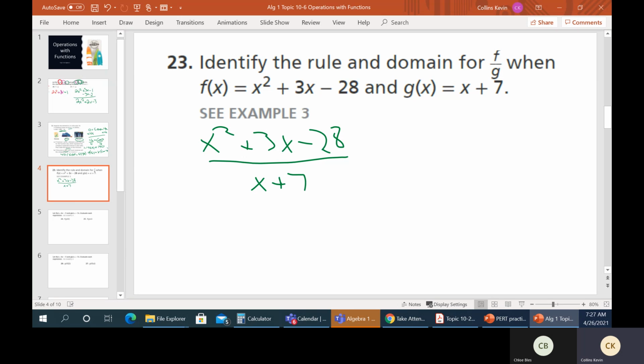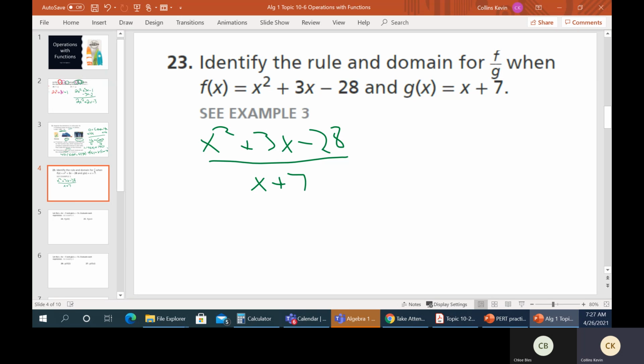So it says identify the rule. So that's the rule. That's just putting one over top of the other. That's easy. And then it talks about the domain. Now, we've always said that the domain is all real numbers if you can answer these questions with the word no. So the first one is, do we have any x's underneath the square root? No. Second question is, do we have any x's at the bottom of the fraction? Uh-oh. In this case, we have to say yes.